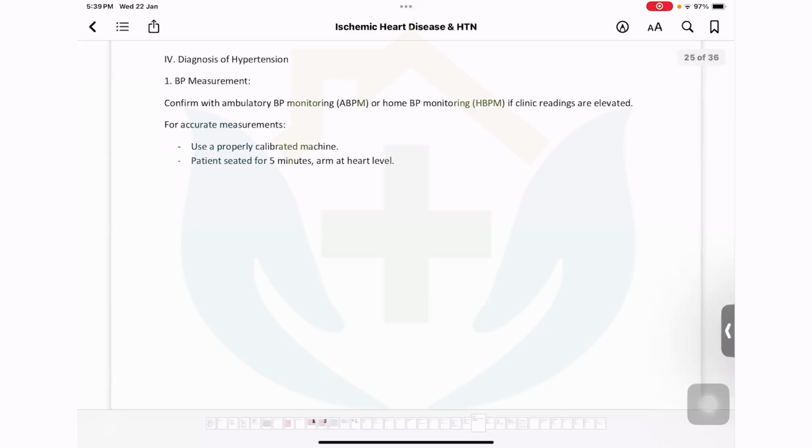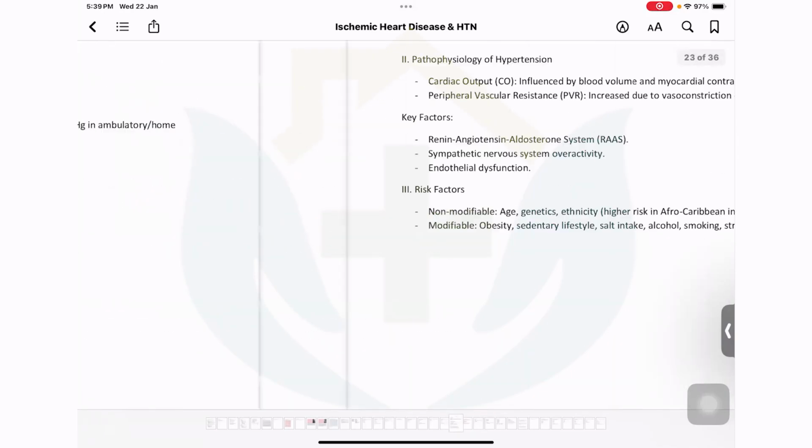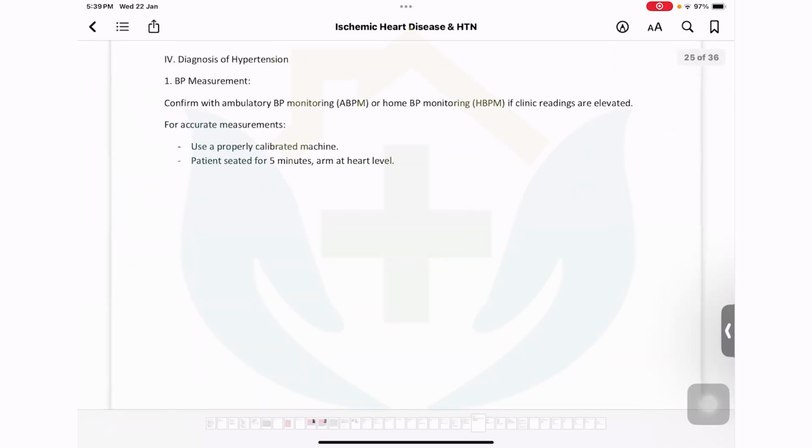We've already discussed that anything above 140 by 90 is the clinical blood pressure threshold for hypertension. But just like in diabetes, we used to say two fasting blood sugar levels more than 7.1 done 14 days apart. And later on, HbA1c came in and we say anything above 6.3 is diabetes. Anything 5.7 to 6.3 is pre-diabetes. Same way, you have to diagnose.